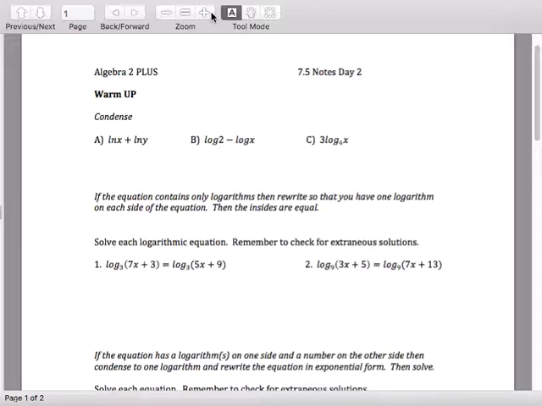Okay, all right, so here we go. Letter A, if I want to condense, this is the product property, so it's ln xy. Letter B is the quotient property, so it's log 2 over x. And C is the power property. Whoops, this is a 3. So it's log x cubed, that's an x cubed.